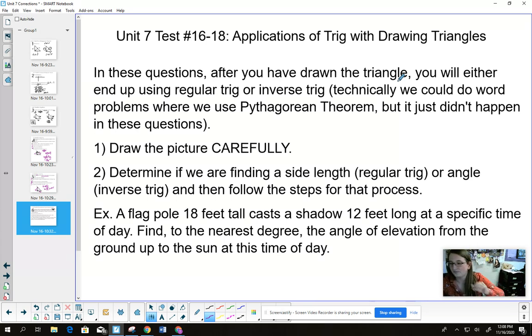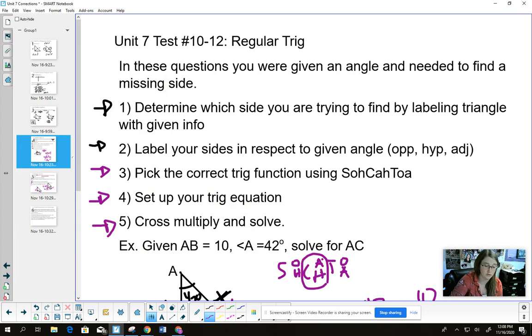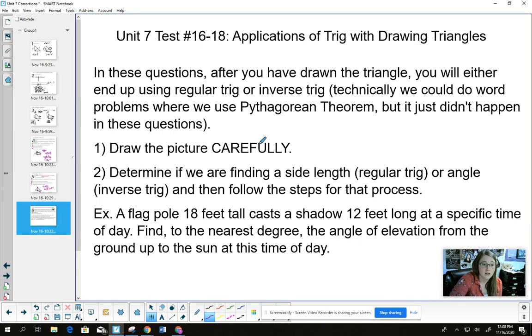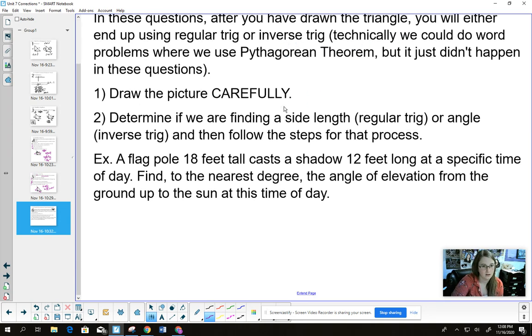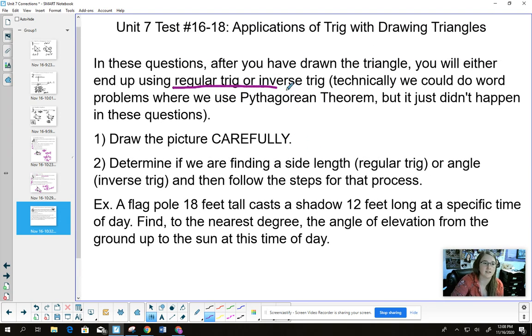Okay, bye. Okay, so with these questions, the hard part was drawing the triangle, because if you got the regular trig questions right, and you got the inverse trig questions right, you know how to do it. It's just the picture needs to be correct. So these questions, just a hint, guys, ended up being regular trig or inverse. There are word problems that exist that I could make up that end up being Pythagorean theorem, but for these ones, it just ended up being regular trig or inverse trig.